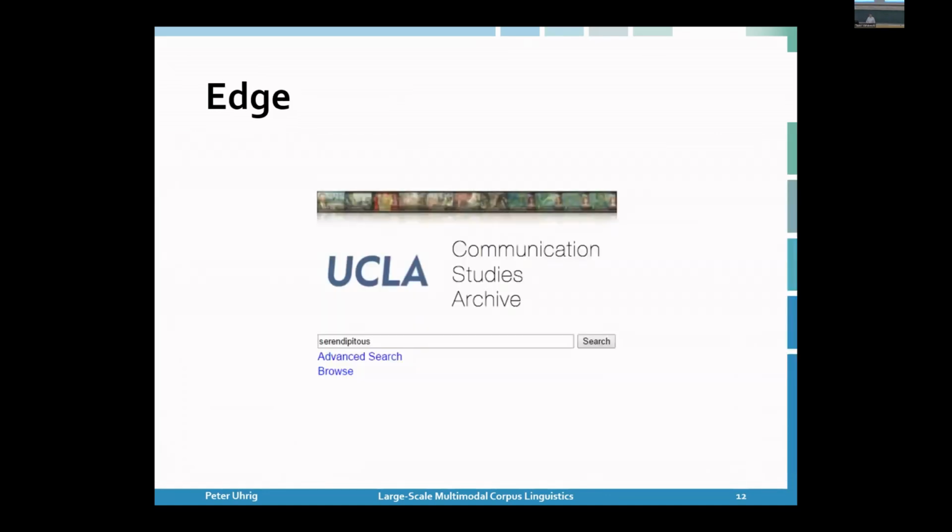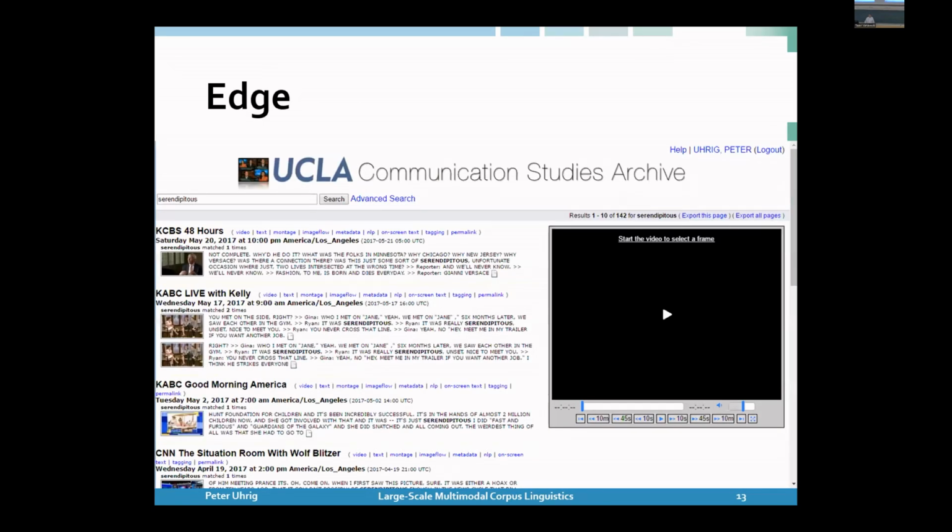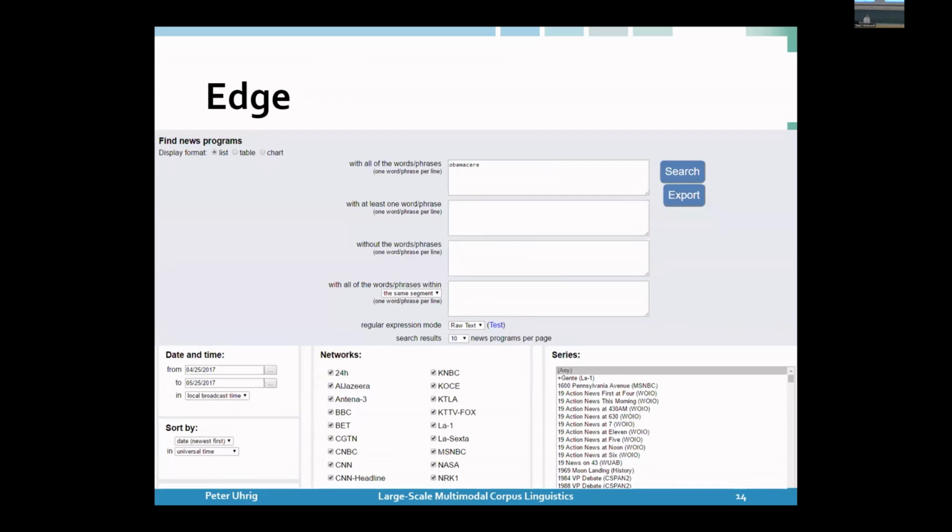Then they have a search engine. It's called Edge, and it does what search engines do. It finds matching documents. So you type in a word, and it will give you matching documents, and then you can click on this little thumbnail, and it plays the stuff. It has some advanced search, like you can select channels and shows and date ranges and things like that, but no linguistic annotation whatsoever. So if you want to query for a lemma or part of speech annotation or something like that, doesn't work for you.